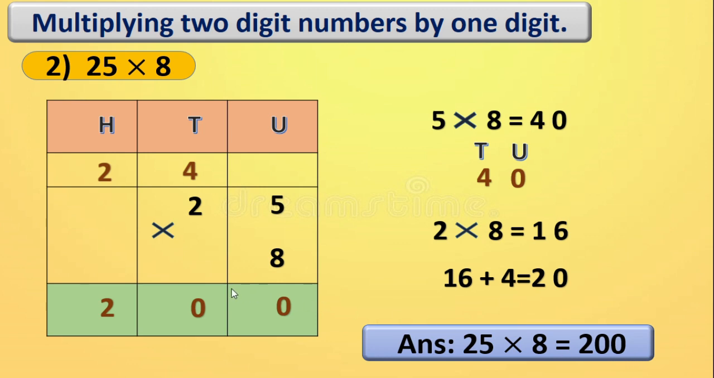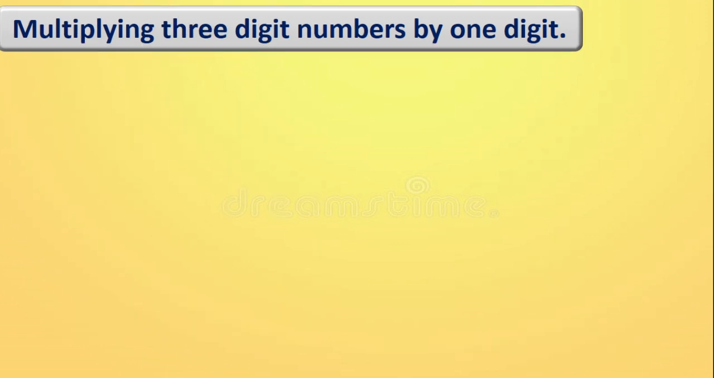Isn't it? This method is very easy. Directly we get the answer here. Right? This is called the vertical method. Okay. Now we will move to multiplying 3-digit numbers by 1 digit.